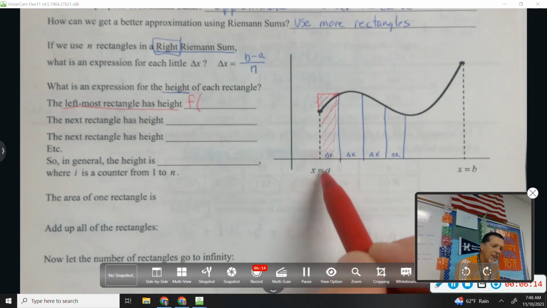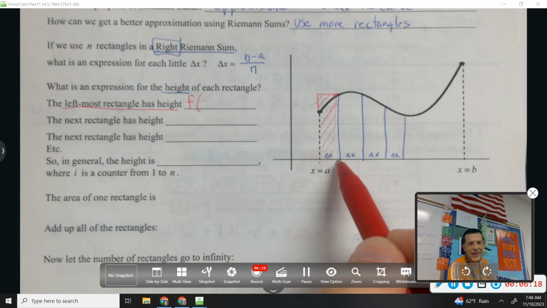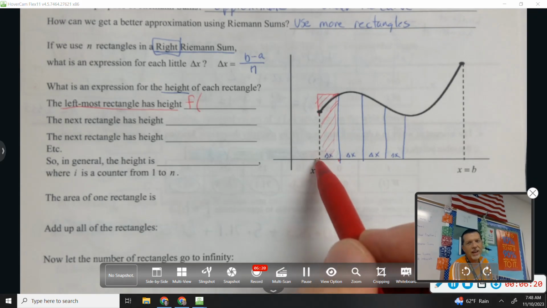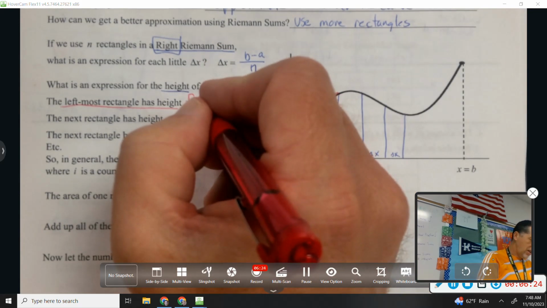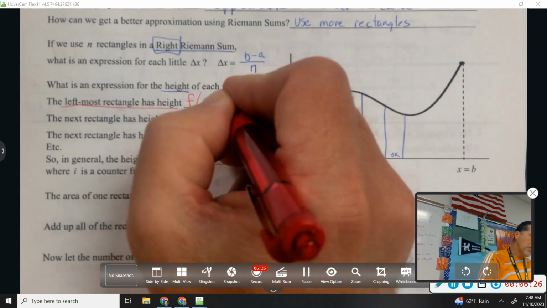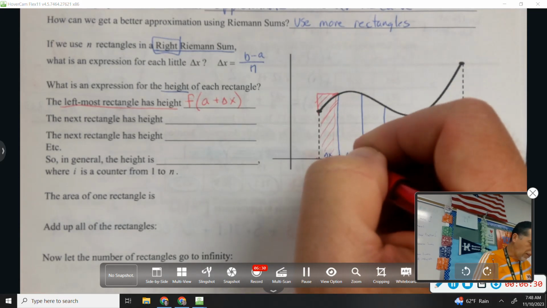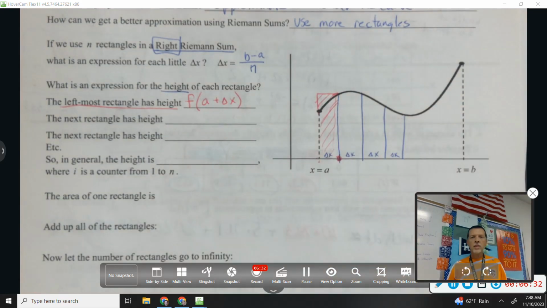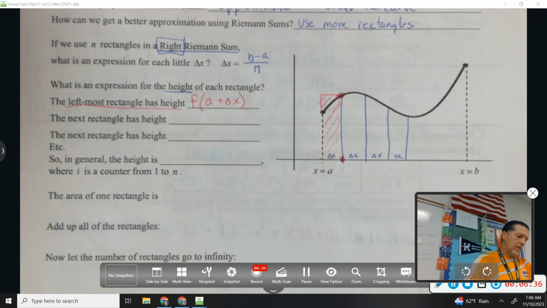You're on the right track. Here's A. I want to go delta x beyond A. So starting at A, I want to go one more delta x over. There you go. A plus delta x would land me right there. And then F of that spot would give me the height of that rectangle.